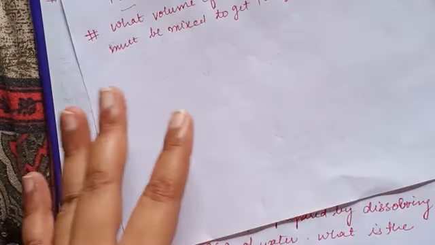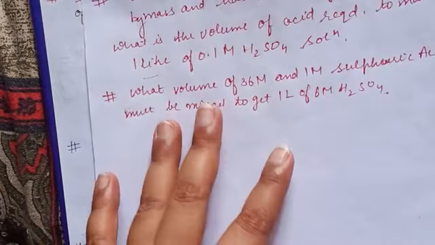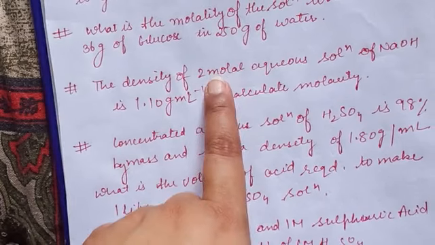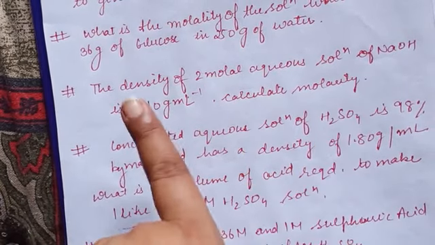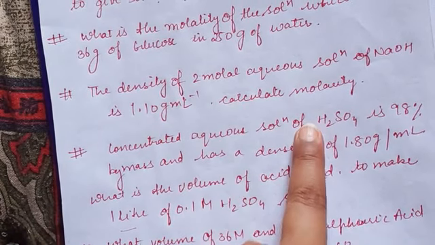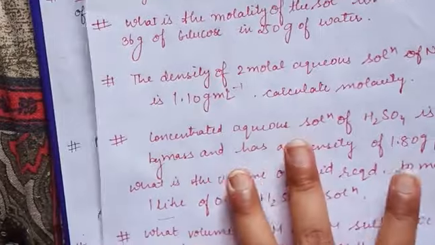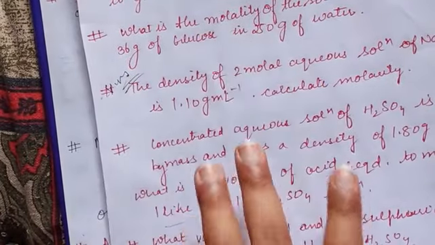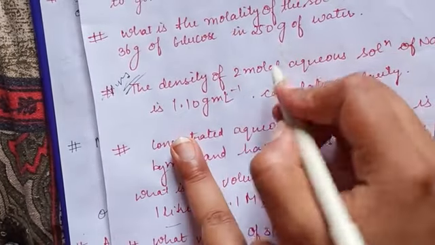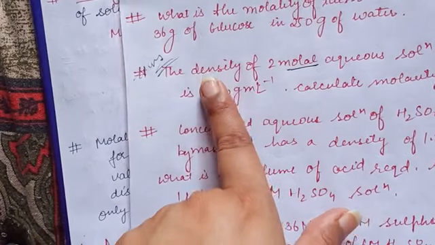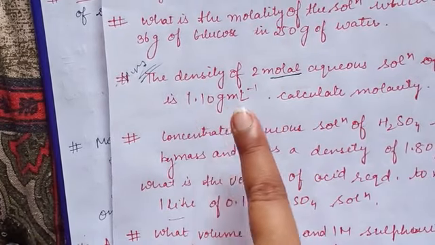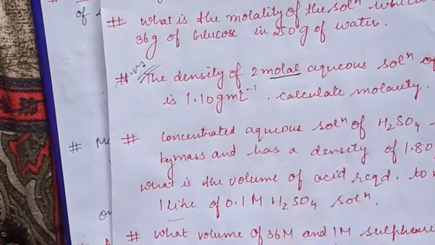Now the next question is very, very important. The density of 2 molar aqueous solution of NaOH is 1.10 gram per liter. Calculate molarity. Now we are given nothing, just density, that is 2 molar. The density of 2 molar aqueous solution of NaOH is 1.10 gram per liter. Calculate molarity.